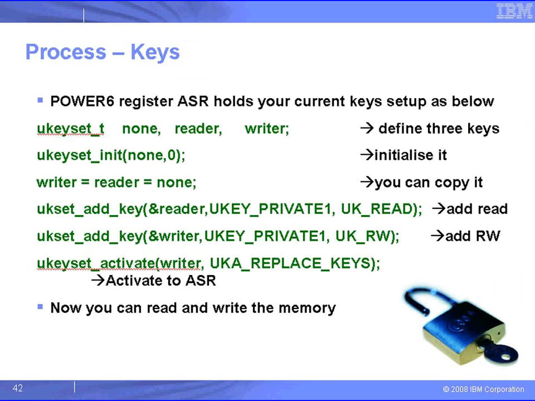So now we have the memory locked, we have to work out how to get a key to access it. We have a new data type called a user key set, and we define three of them. We have to initialize them before we use them, and then we initialize our reader key and our writer key, as you can see here with the user key add key. The read key we give read access to, and the writer key we give read-write access to.